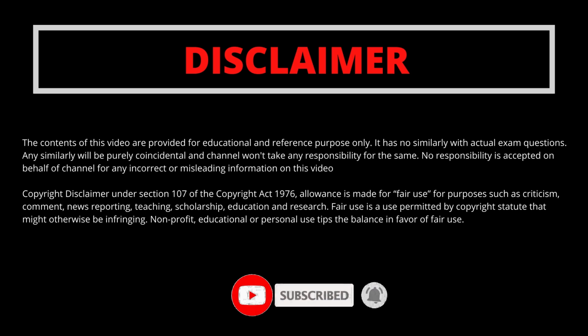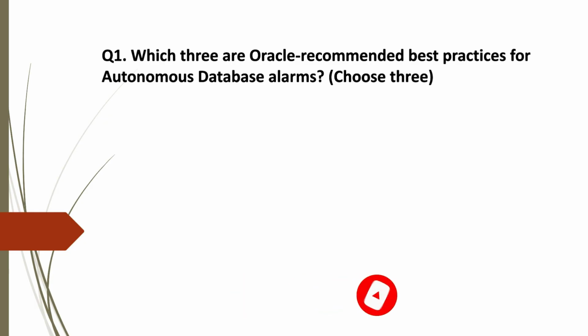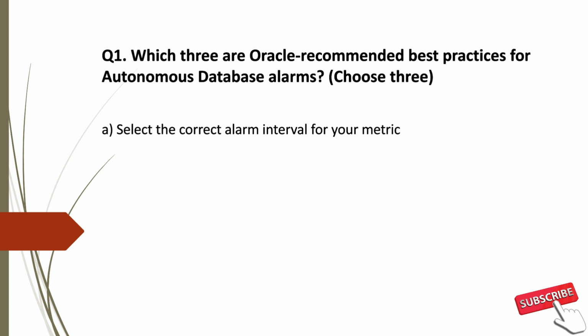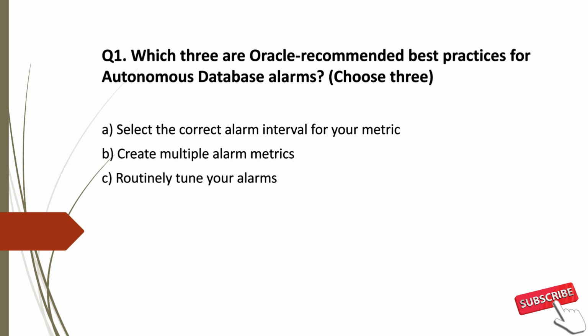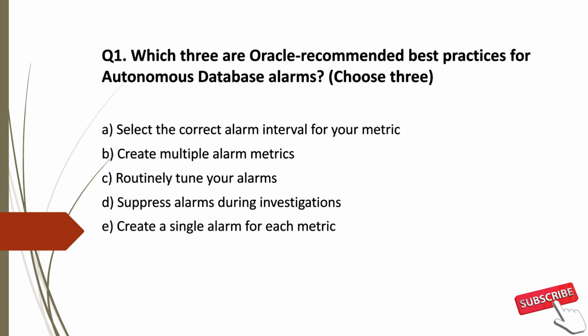Let's begin. Question 1. Which three are Oracle recommended best practices for autonomous database alarms? And the options are A. Select the correct alarm interval for your metric. B. Create multiple alarm metrics. C. Routinely tune your alarms. D. Suppress alarm during investigation. E. Create a single alarm for each metric. And F. Use a single interval for all alarms.